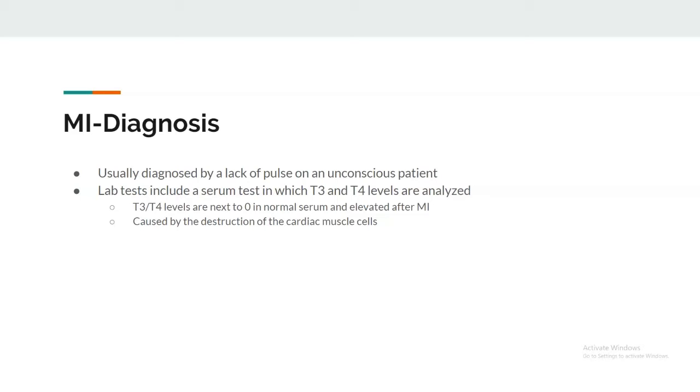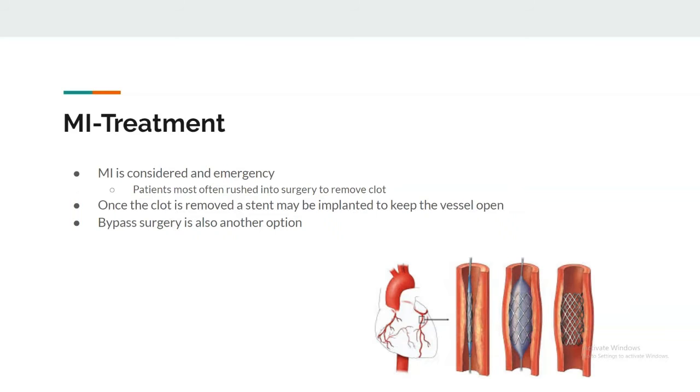But another really good way to see if patients had a myocardial infarction is lab results, which test the serum levels of T3 and T4. T3 and T4 are part of the endocrine system, and they're released only during destruction of cardiac muscle cells, which makes it really good to analyze. Because if those muscle cells are destroyed, again, that T3 and T4 are going to be in the serum where they aren't normally found. So that's how we can tell if somebody's had an MI.